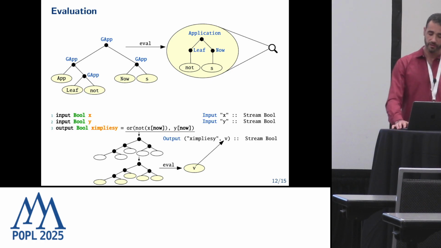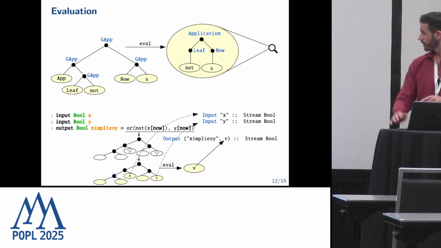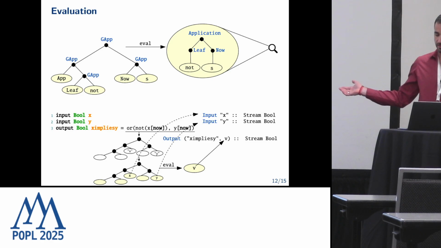But in the definition of x implies y, we can see that the symbols for x and y appear. So when we are translating this, we want these two to resolve to the recently defined streams. So at this point, these streams have to be part of the theory, right?